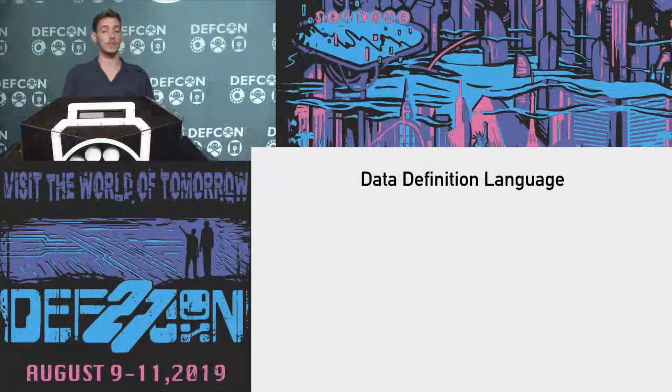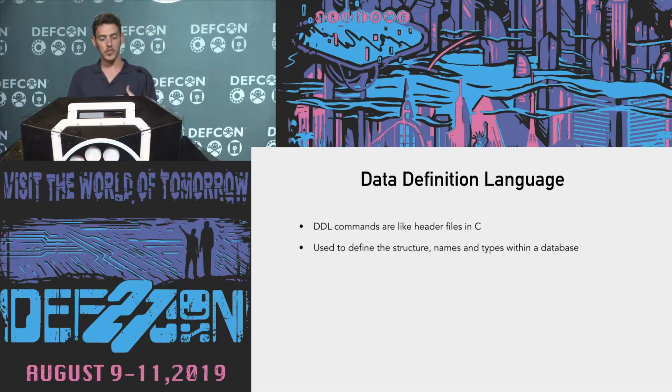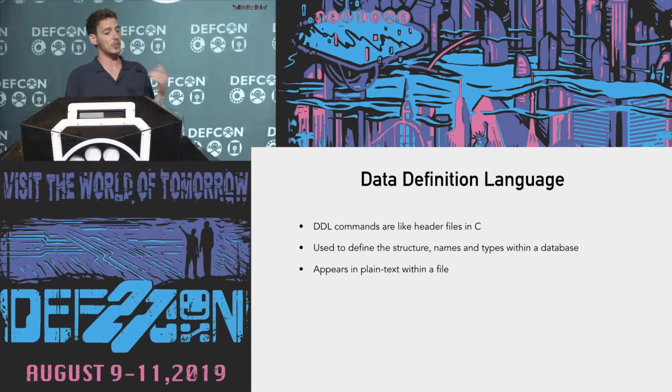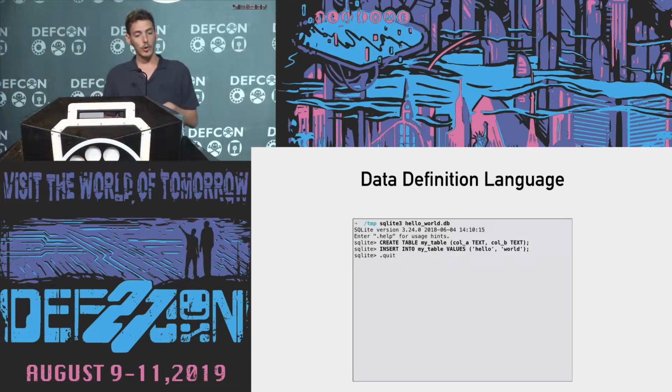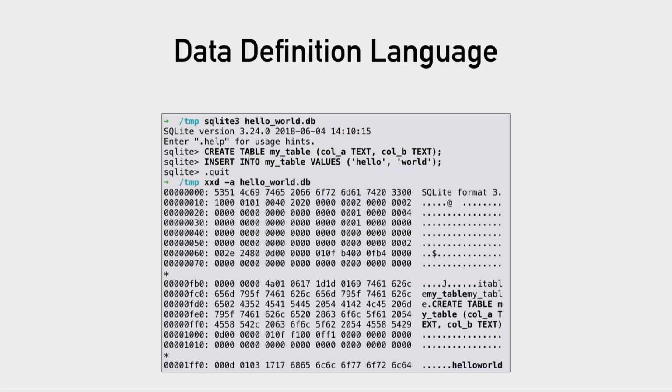DDL stands for Data Definition Language, and you can sort of look at it like your header files in C. They are used to define the structures and the names and the types that are used within the database. Furthermore, they also appear in plain text within the file. So let me show you an example. Here I create a very simple database. I create a table and then I insert a couple of strings into it. Then I quit the SQLite interpreter and I hex dump the file. And you can actually see the DDL of SQLite master in plain text within this file.